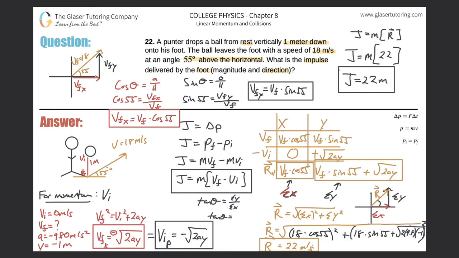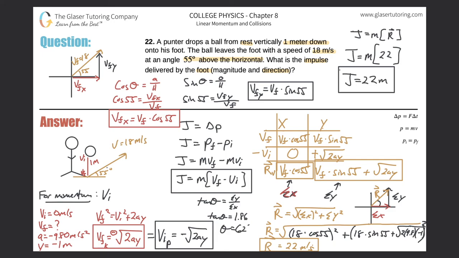So let's plug it all in. We got the final velocity, 18 times the sine of 55, plus the square root of 2 times negative 9.8 times negative 1. And that's now going to be divided by 18, make sure you got parentheses here, 18 times the cosine of 55. And now remember, tan of theta worked out to 1.856 or so, so about 1.86. And then take the inverse tan of both sides, and we get about 61.6, or 7, depends on where we round, but we should probably round to 2 sig figs, so it's going to be 62.